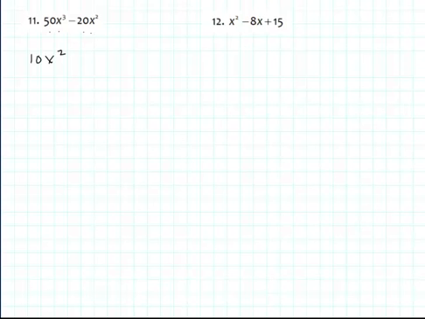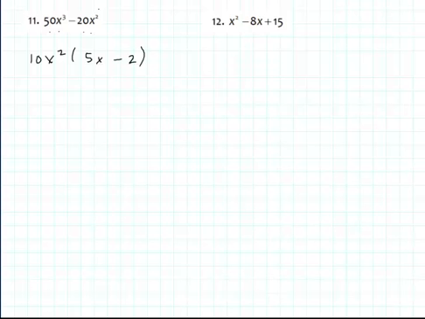Remember, when you're looking at the letters, always go with the smallest power. That's how many you have in common. 10 goes into 50 5 times. When x squared is removed from an x cubed, you have an x left over. 10 goes into 20, and the x squared and the x squared would cancel.